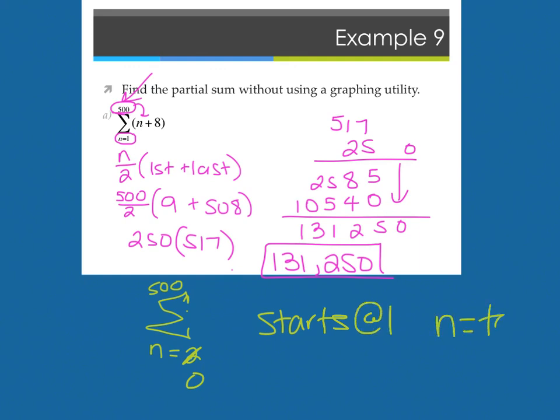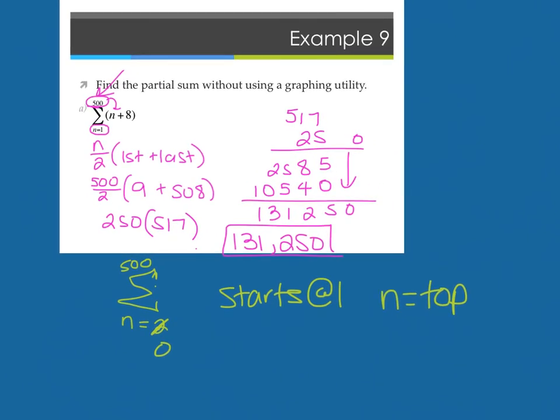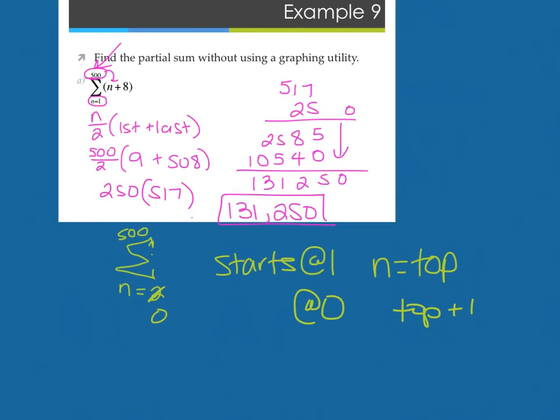So again, if it starts at 1, then n equals the top number. If it starts at 0, it's the top plus 1. If it starts at anything bigger than 1, it's the top minus the difference between that number and 1. I don't even know how to write that. N minus 1. So if it was 2, then you're taking away 1. If it's 3, you're taking away 2. If it's 4, you're taking away 3. So on and so forth.